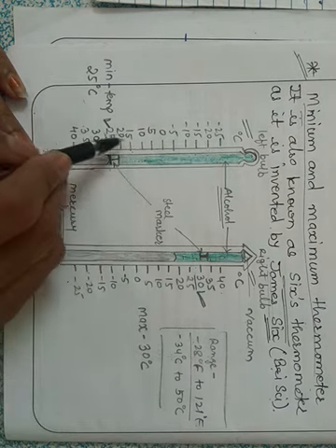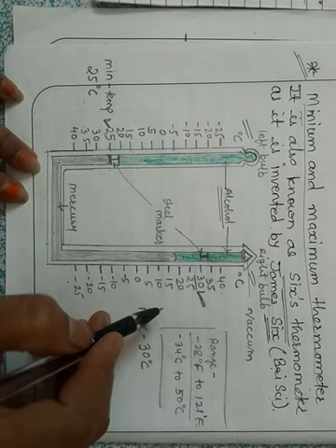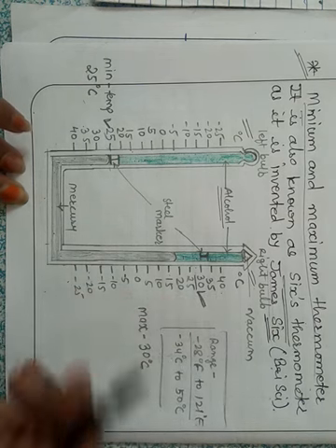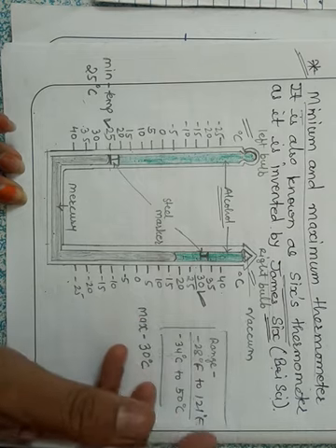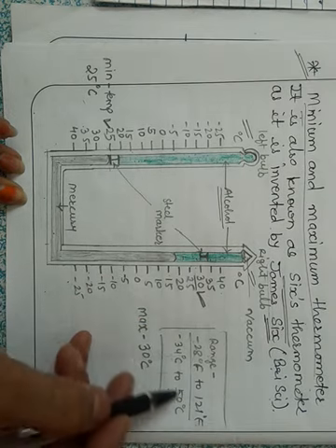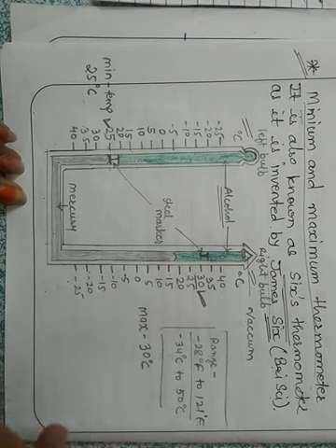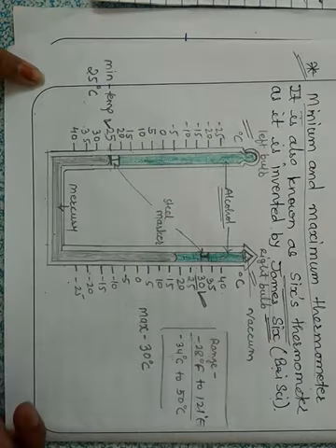So this is the Celsius scale thermometer, but in some thermometers both the scales will be there. In some thermometers only the Fahrenheit scale will be there. So it depends upon the type of the thermometer, and the range also varies according to the model of that thermometer. Okay, so this is the minimum and maximum thermometer.